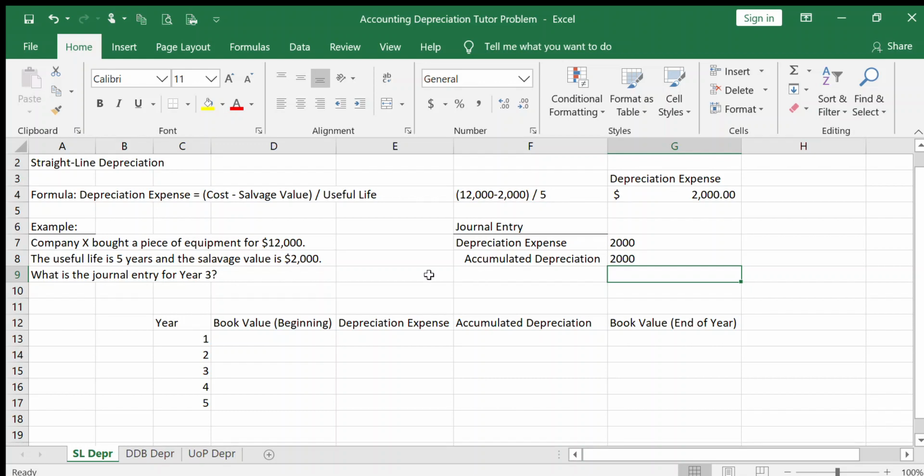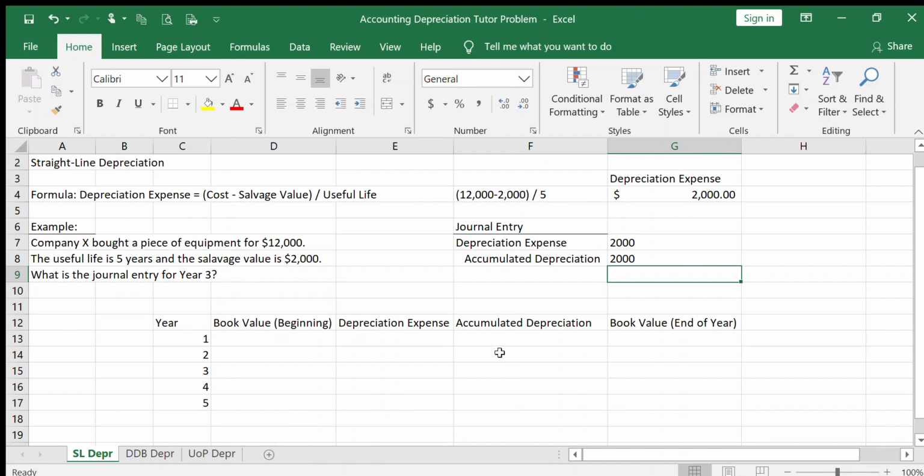So that was for year 3, but again, it could have been for any year since it is straight line depreciation. The straight line method, or whatever method you use, is what determines the dollar amount that we put here, not what we put as our account titles. Those will always be the same. So why don't we fill out this chart here?